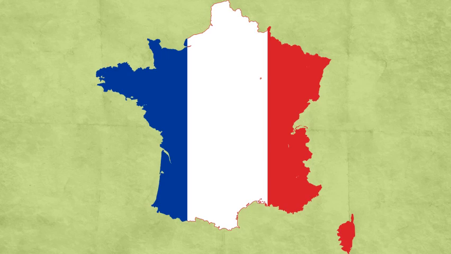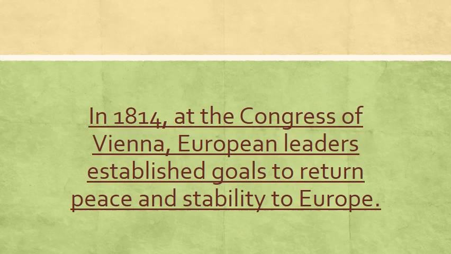So what happens to France after this? Do they ever get what they want? Do they ever get the government? Do they ever get things sorted out and out of all this chaos and madness? Well, you can write down in your notes that in 1814, at the Congress of Vienna, European leaders established goals to return peace and stability to Europe. I'll read that again for you, and you can write it down. In 1814, at the Congress of Vienna, European leaders established goals to return peace and stability to Europe.